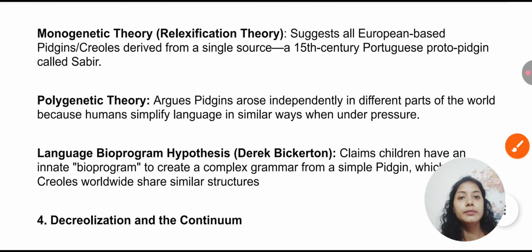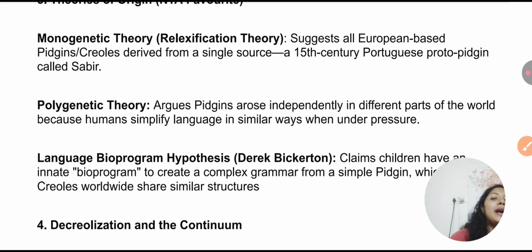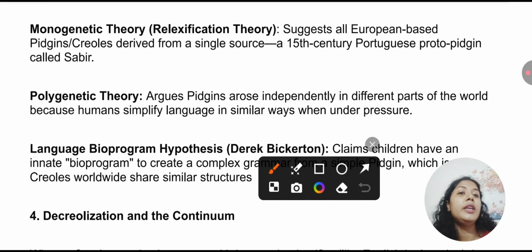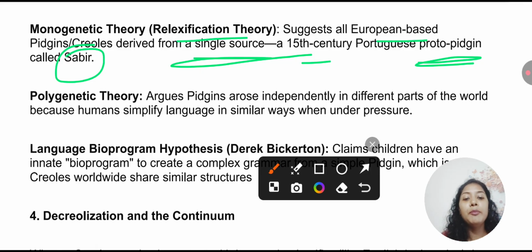Okay. Now, monogenetic theory, polygenetic theory, and the bioprogram hypothesis. These are also important. You must not skip. So monogenetic theory, also called relexification, suggests all European-based pidgins and creoles derived from a single source, which is the 15th century Portuguese proto-pidgin called Sabir. Then we have polygenetic theory. This theory argues that pidgins arose independently in different parts of the world, because humans simplify language in similar ways when under pressure.